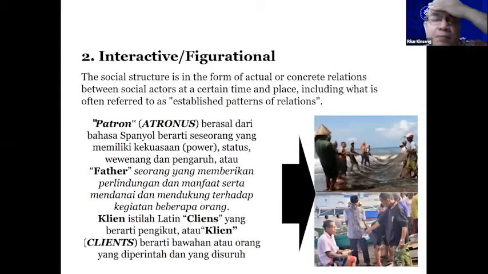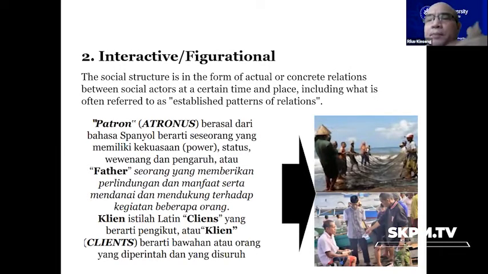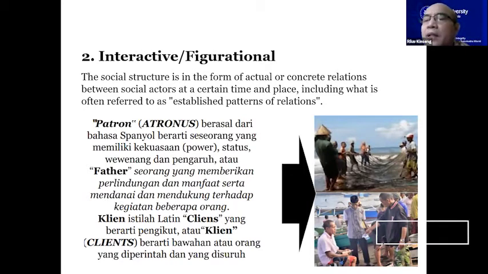Now the second type of social structure is interactive figurational. This is concrete. The social structure is in the form of actual or concrete relations between social actors at a certain time and place, including what is often referred to as established patterns of relation. For example, the relation between parents and children. So this is the established pattern of how people relate and interact with one another, the concrete way of people interacting with one another.